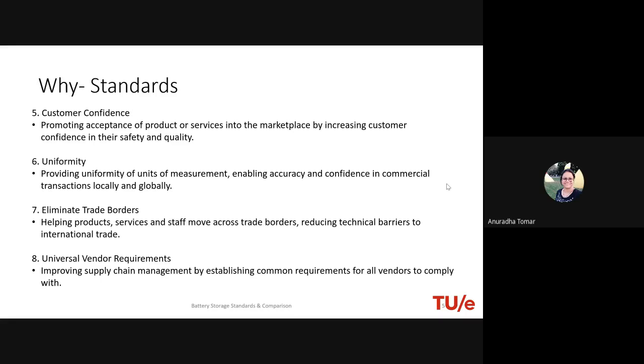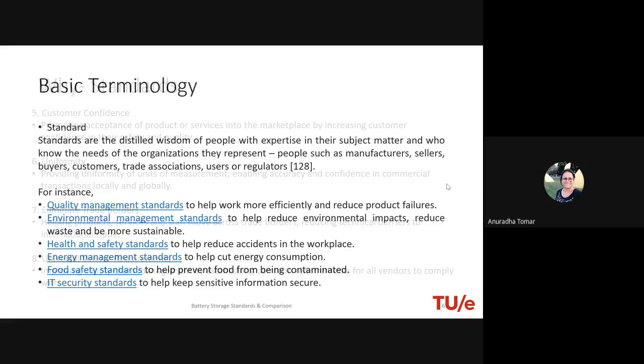So if things are not designed as per the required standard, as per the specifications that are mentioned in the standards, then life may get worse in such situations. So here are some very basic terminology. If we define standard, then how can we define it? There are very different definitions available.